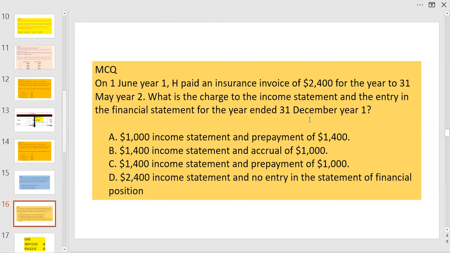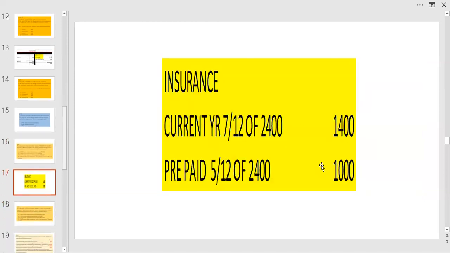uniformity of application. The next question: on 1st January year 1, H paid an insurance invoice of 2,500 for the year to 31st May year 2. 7 months are for the current year, 5 months are for the following year. Therefore, the answer is C.